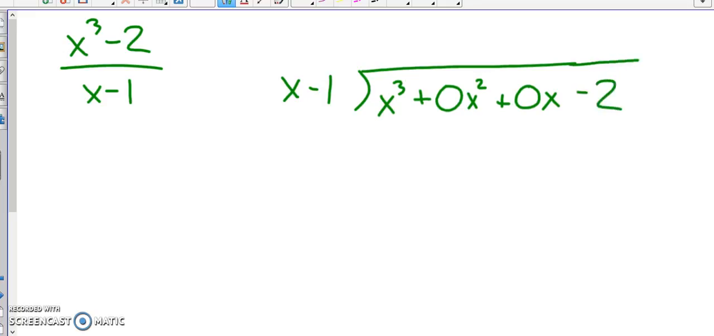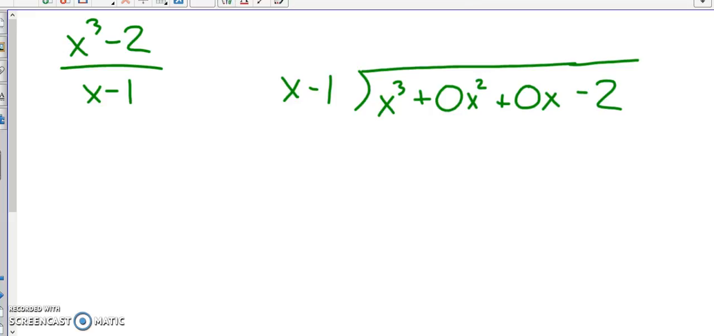Those are like placeholders. It's like if I want to write 101, I just can't write two ones up there. I've got to have a 0 in the tens place. It's the same thing here, except I've got an x squared place, and I've got an x place that I've got to have zeros in.